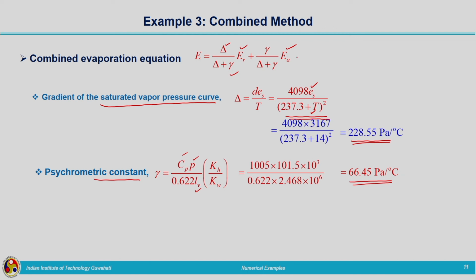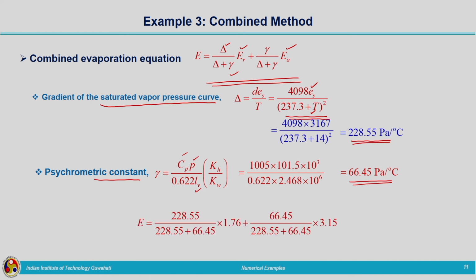So, look at this combined expression. Now, all the terms on the right hand side are known to us. We have calculated them, we just have to substitute in this expression for combined evaporation. It can be calculated to be 2.07 millimeters per day. So, the first question was to estimate the evaporation by using the combined method, and we have calculated that.